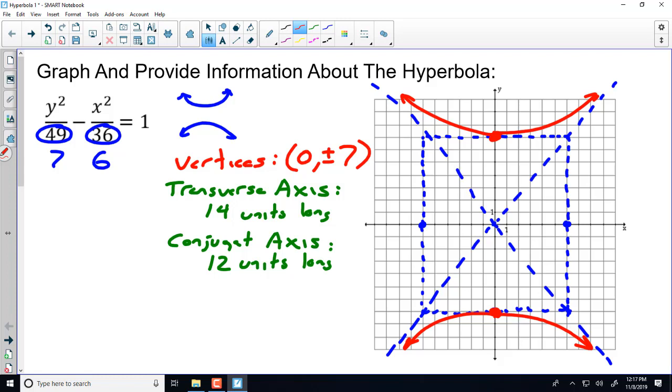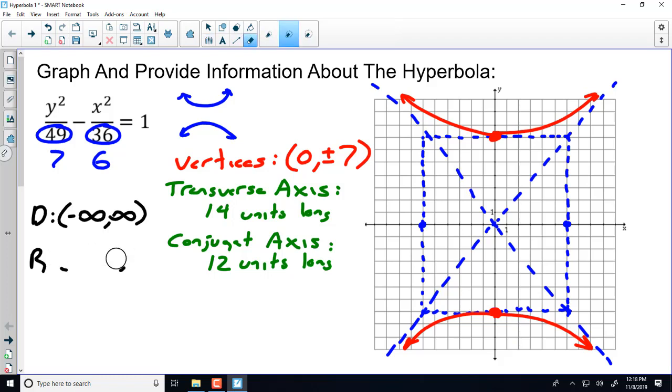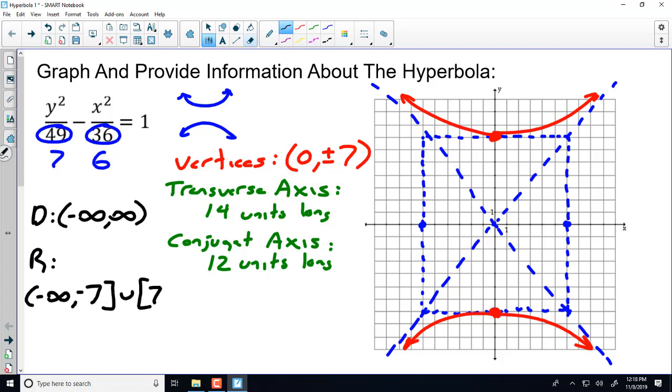Okay, what else can we say about this thing? Well, we can give its domain and range. So its domain is actually negative infinity to infinity. There's no breaks as you go from left to right. But the range is broken up into 2 intervals: negative infinity all the way up to negative 7, including negative 7, and then 7 to infinity.